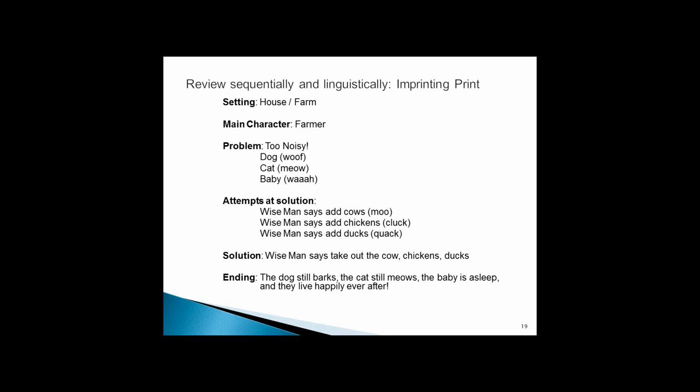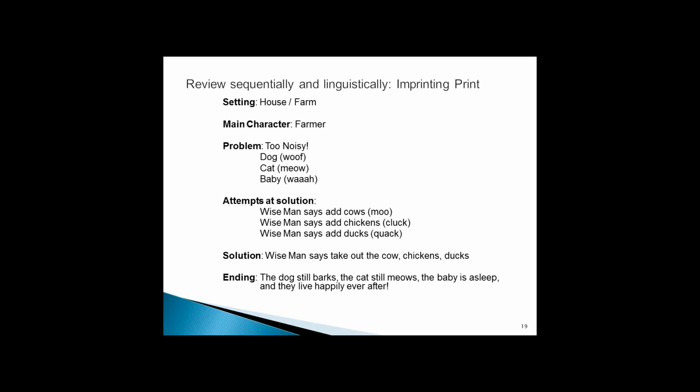What is the setting? And they will tell me either house or farm for this story. Who is the main character? The farmer. What is the problem? No one ever has an issue with this. They know it's too noisy. And there are three things making noise. There's the dog, the cat, and the baby.